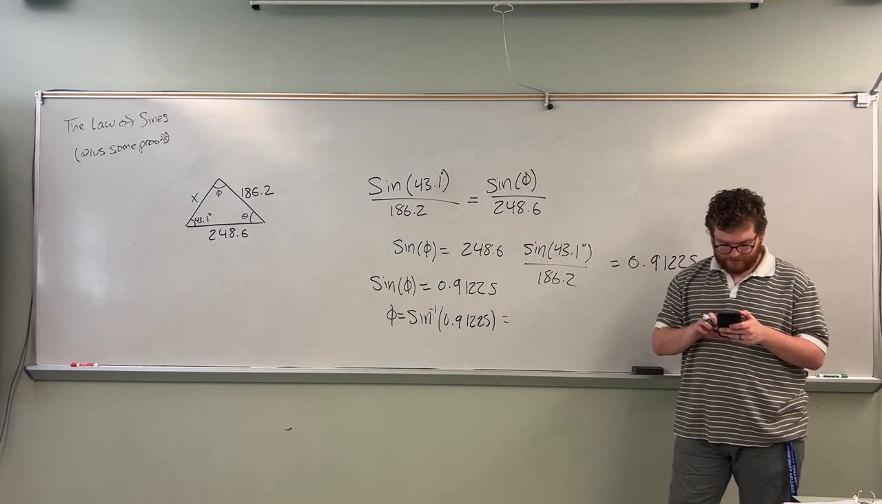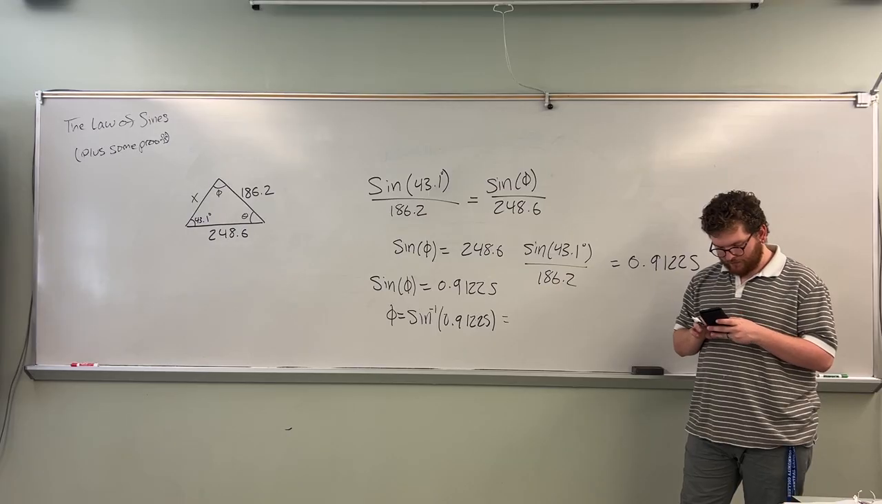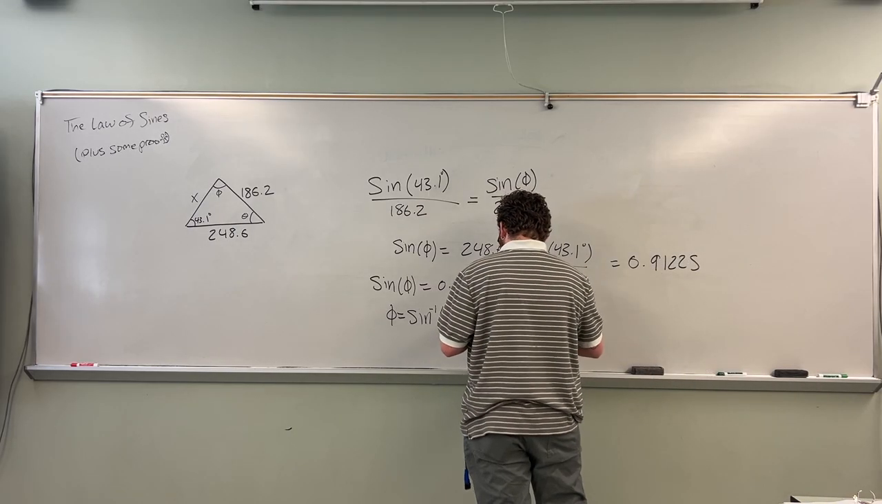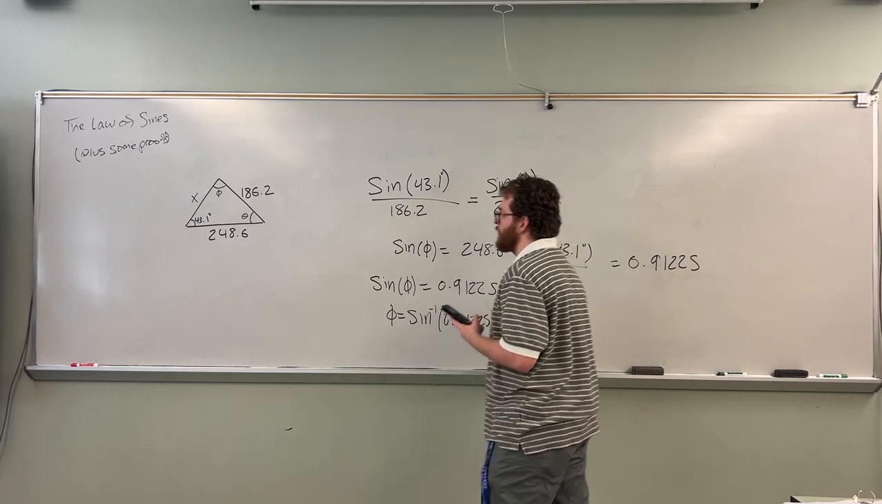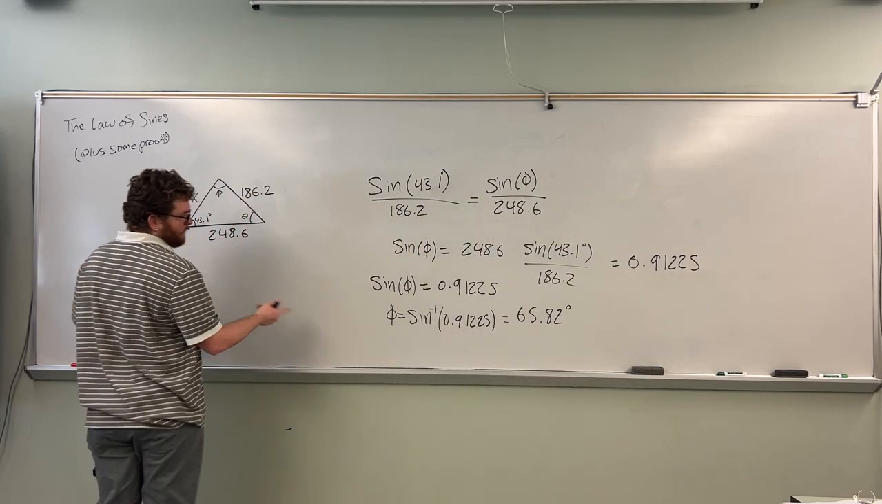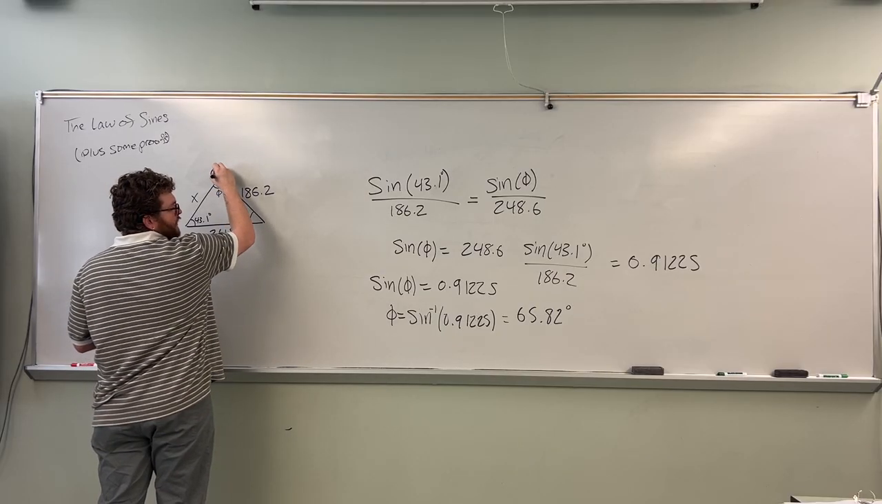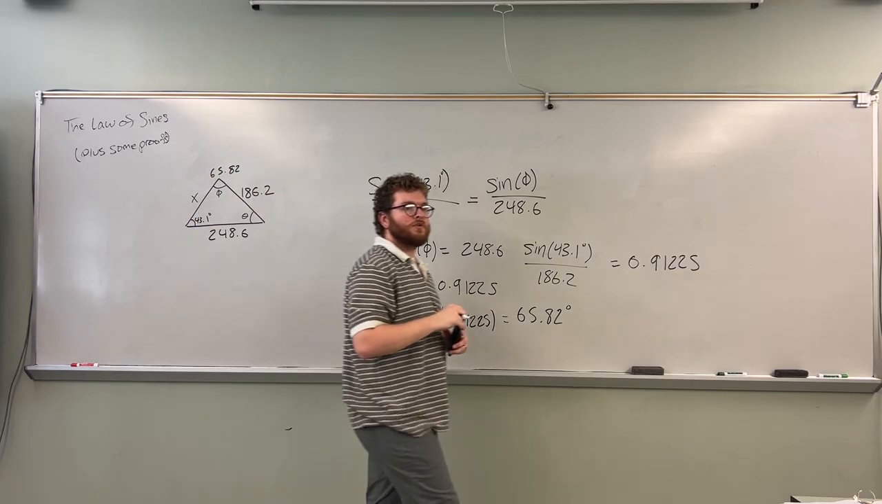Punching that in my calculator, I get 65.82 degrees, rounding a bit. So I can put that here as my phi, 65.82. But there is also another value.